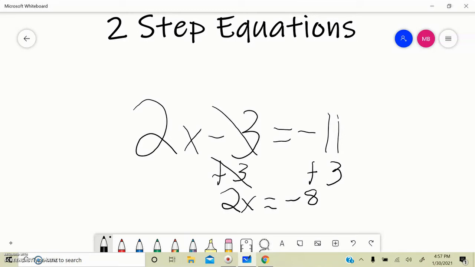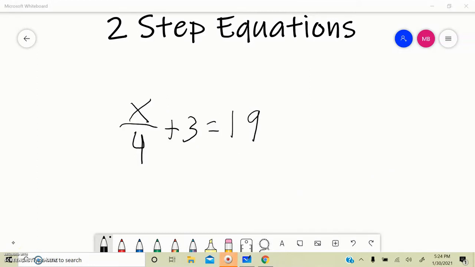What we want to do is get our variable by itself now. So that means we have to do the inverse operation with our coefficient. Since we're doing multiplication with that coefficient, we need to do division to get rid of it. So I'm going to divide by 2, again on both sides. That's going to have my 2's cancel out, so I'm left with just my variable x. And then I'm going to do negative 8 divided by 2, which gives me negative 4.